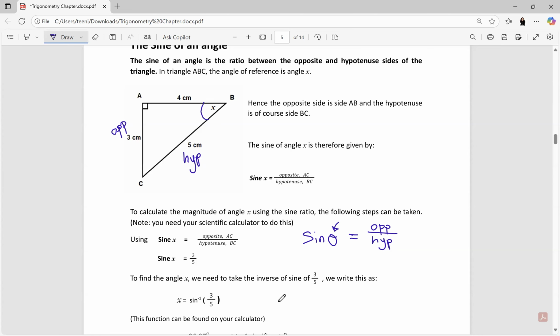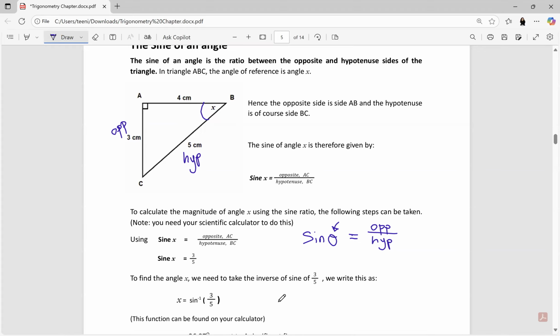So does everybody have their calculator with them? What you're going to do on your calculator for me right now is press 3 divided by 5. Everybody do that for me. 3 divided by 5.